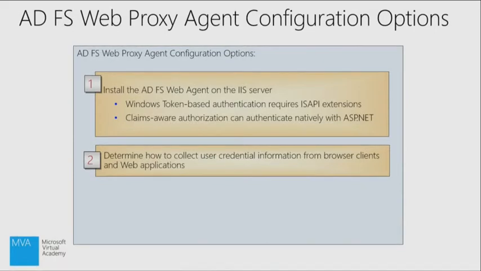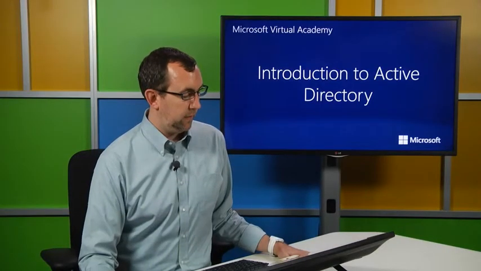You have two options: install the ADFS web agent on the IIS server. Windows token-based authentication requires ISAPI extensions. Claims aware authorization can authenticate natively with ASP.NET. Or determine how to collect user credential information from browser clients and web applications outside. If we have some other way we want to do this, it can be customized.